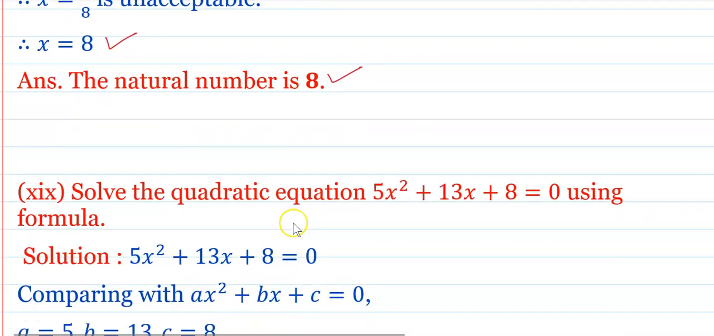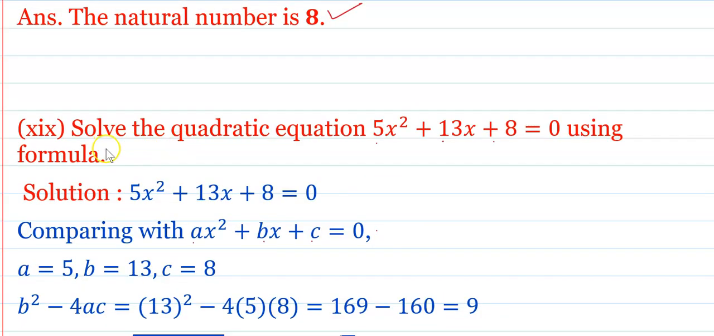Now, the next example. Solve the quadratic equation 5x square plus 13x plus 8 is equals to 0 using formula. Okay. 5x square plus 13x plus 8 is equals to 0, comparing with ax square plus bx plus c is equals to 0. Easy equation I think. What is here? a is equals to 5, b is 13, c is equals to 8.